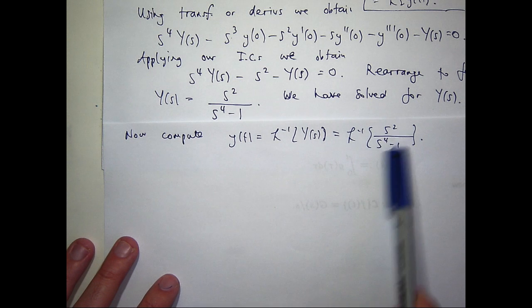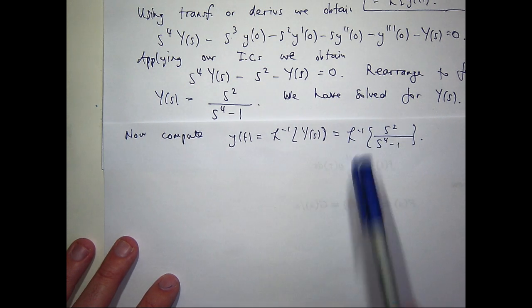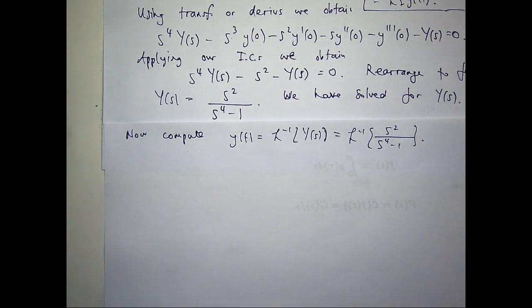Now, the first thing we know is that the bottom bit will factorise into something like s squared minus 1, s squared plus 1. Note I've got an s squared up the top. What I can do is add 1 to the top and take 1 away and see if I can get some nice cancellation when I expand it. So let me show you what I mean.